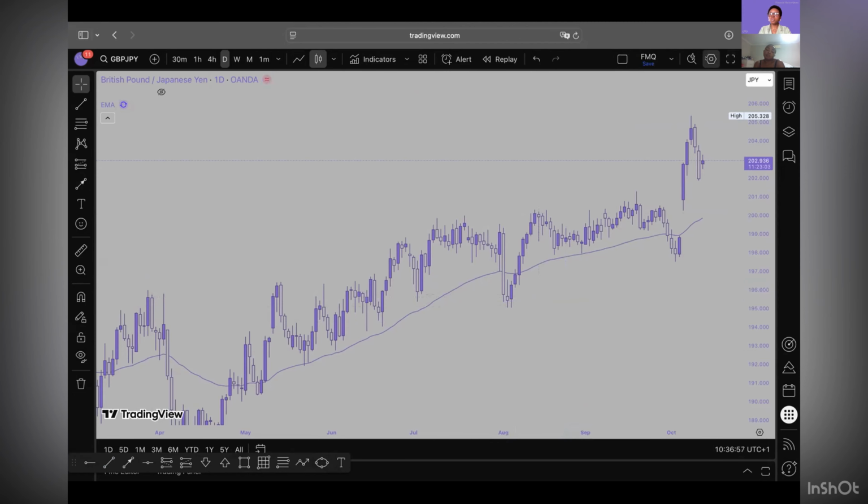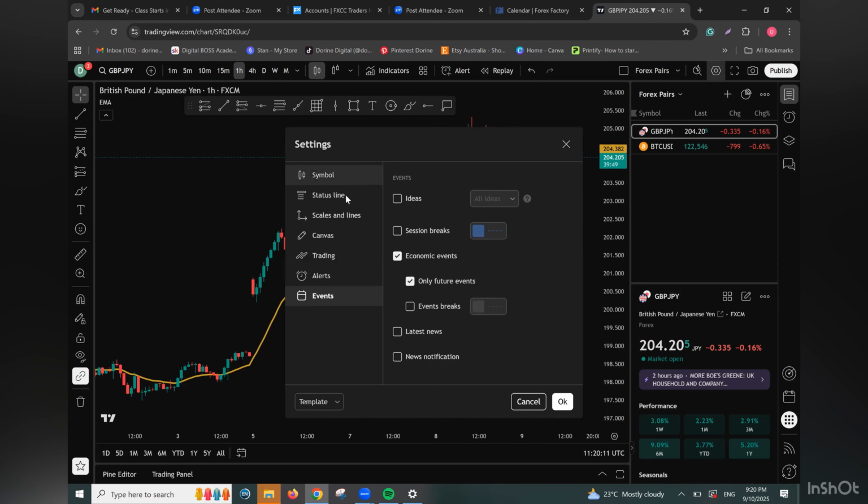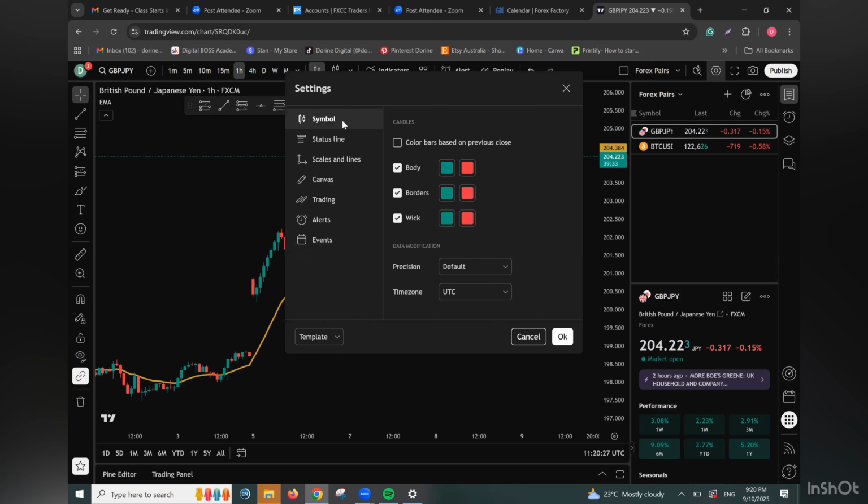Now, the next one is where we have the settings. Go to settings. Click on symbol, the first one. When you go to symbol, you see this green, and these are the candlesticks that you're seeing there. People can change it, but because I'm a new trader, it's better for me to stick with green and red, because green means uptrend and red means downtrend. It's easy to remember.